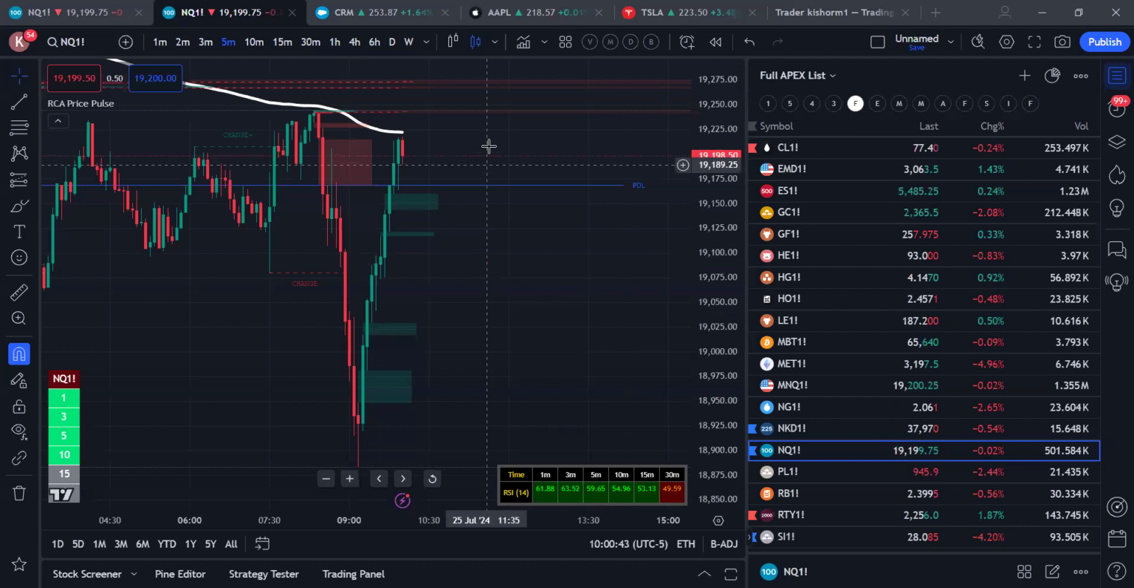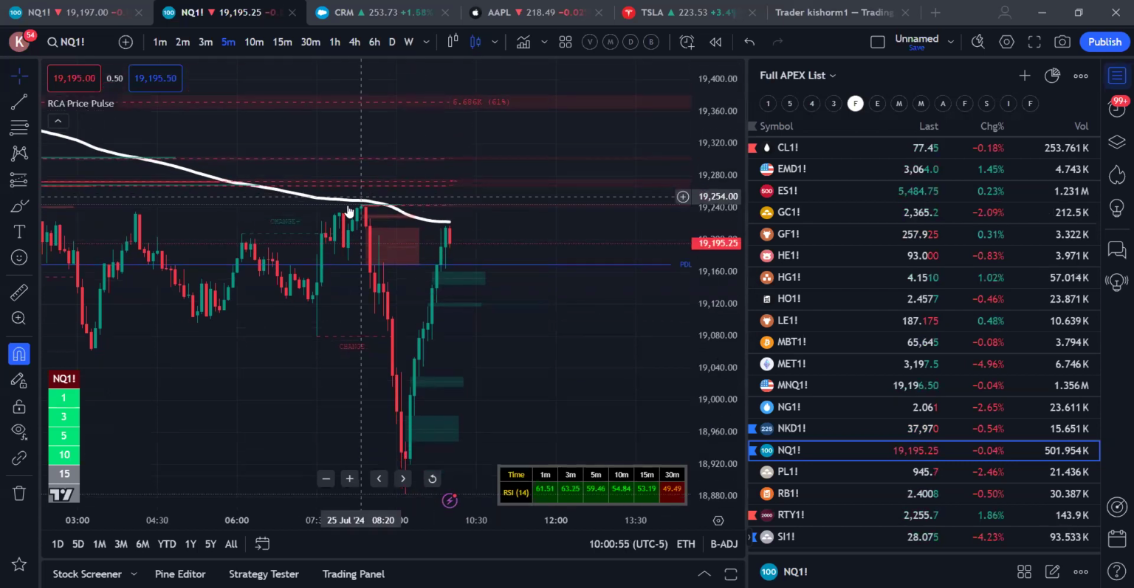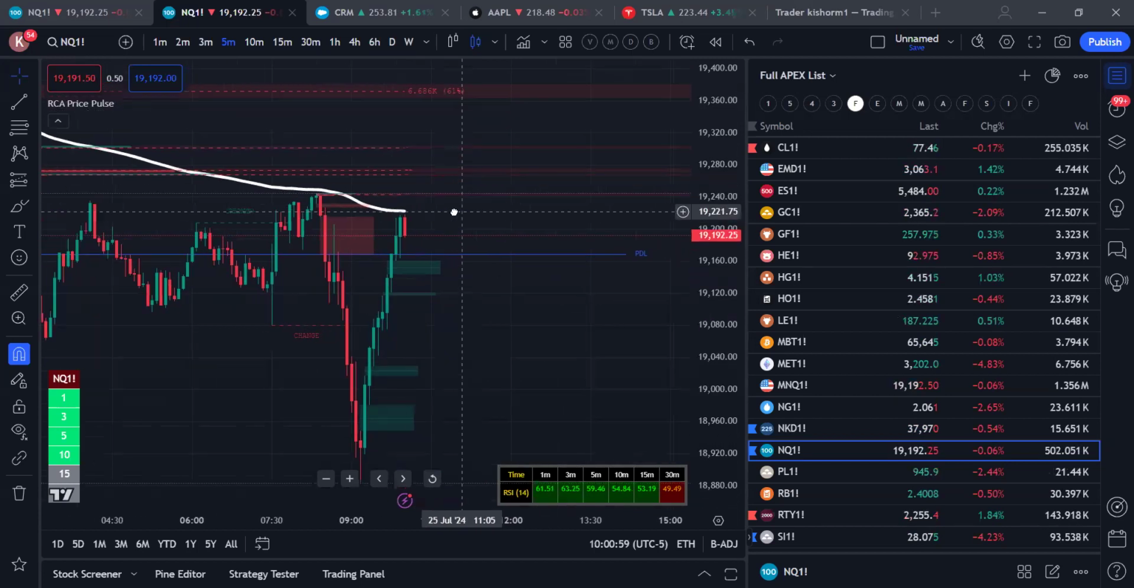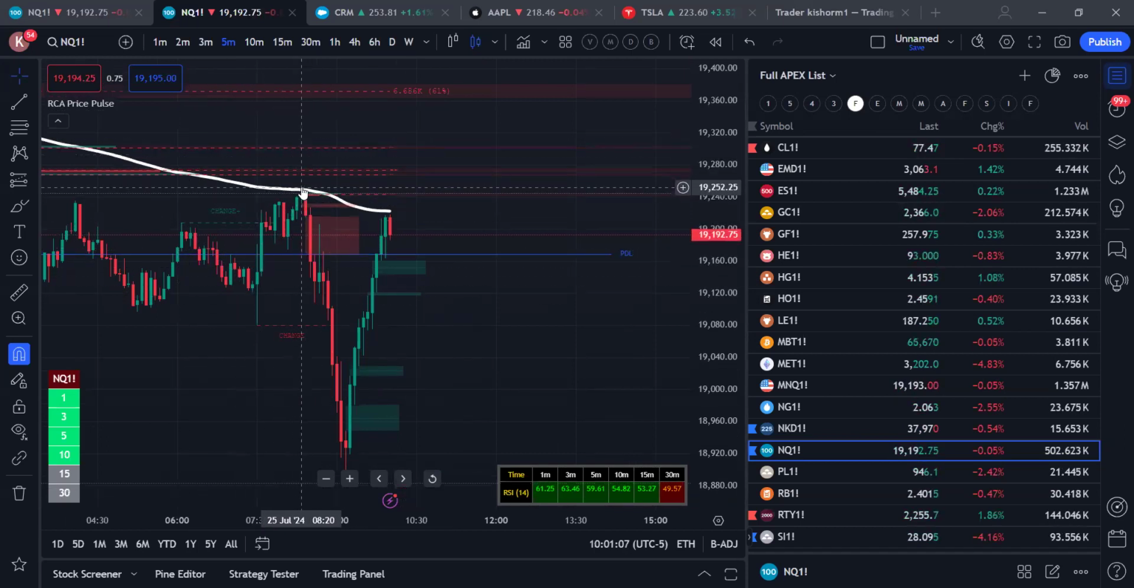Our price pulse is also showing the EMA 200 line. Generally, if price is below EMA 200, those tickers are good for shorts. If price is above EMA 200, those are generally good for long positions. So this EMA 200 will always act as a resistance. When price came here and tried to go up, this acted as a resistance.